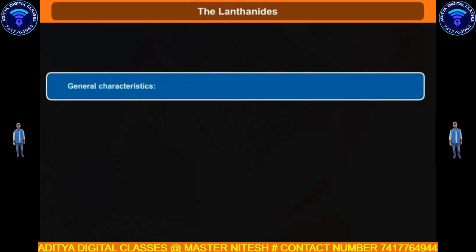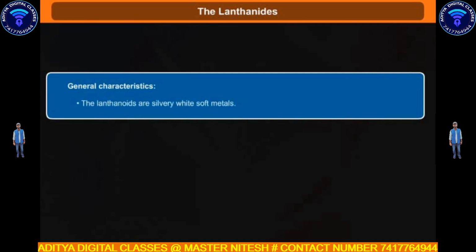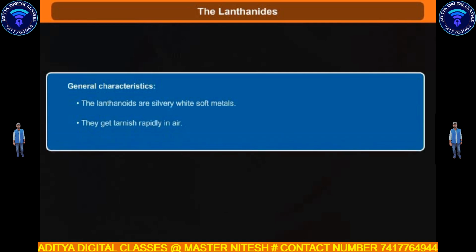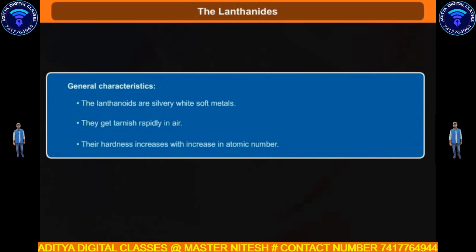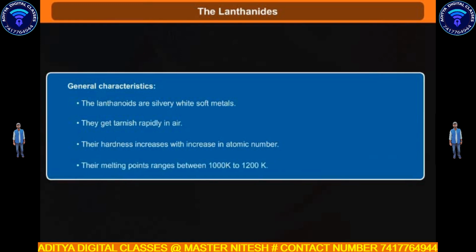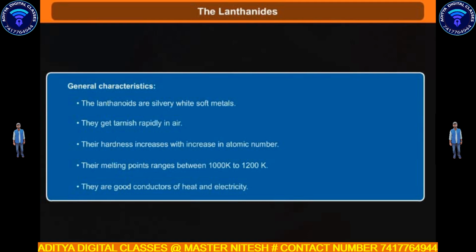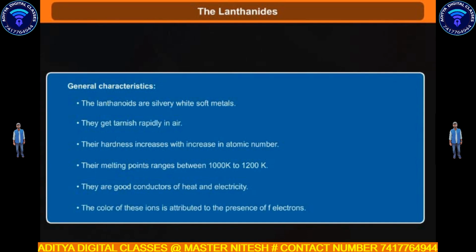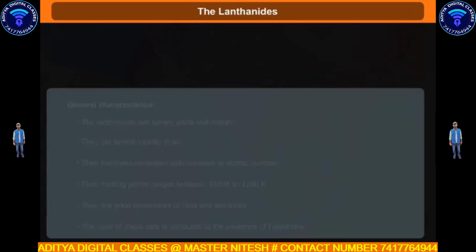General characteristics. The lanthanides are silvery white soft metals. They get tarnished rapidly in air. Their hardness increases with increase in atomic number. Their melting points range between 1000 Kelvin to 1200 Kelvin. They are good conductors of heat and electricity. The colors of these ions is attributed to the presence of f electrons.